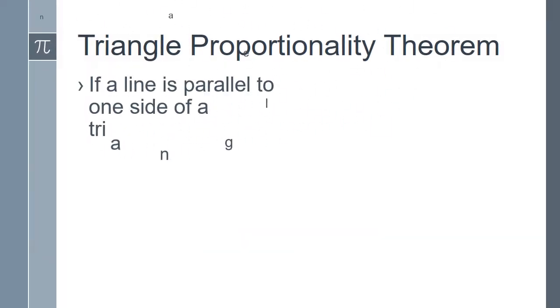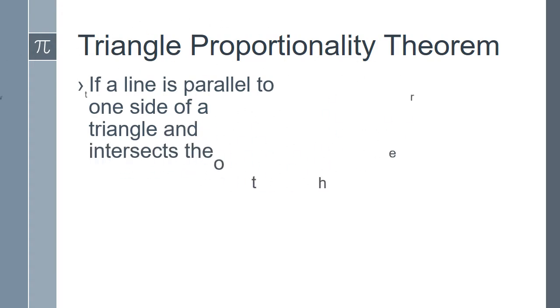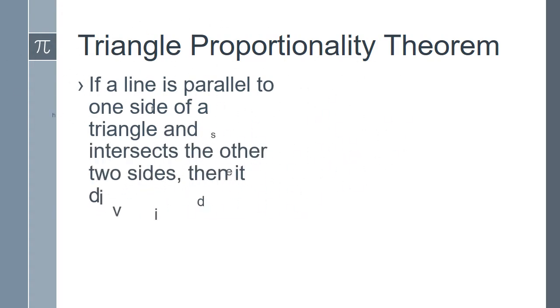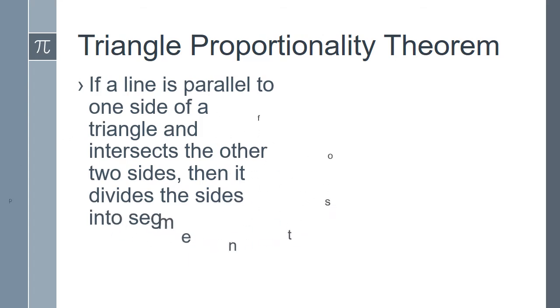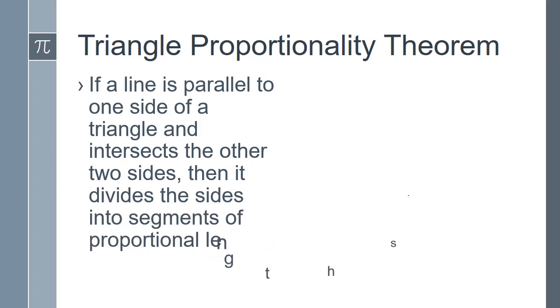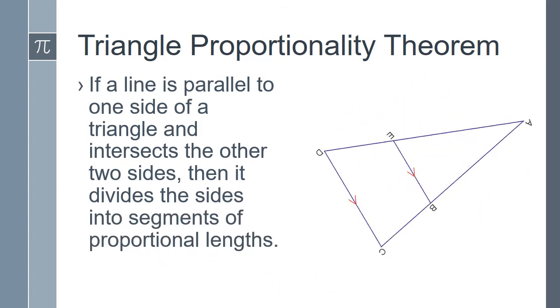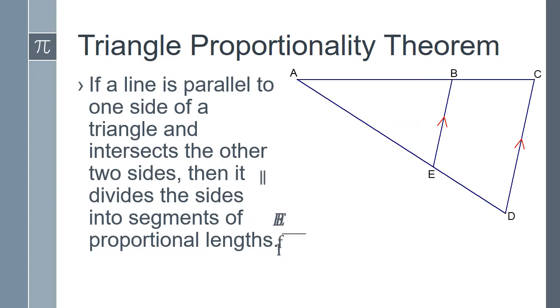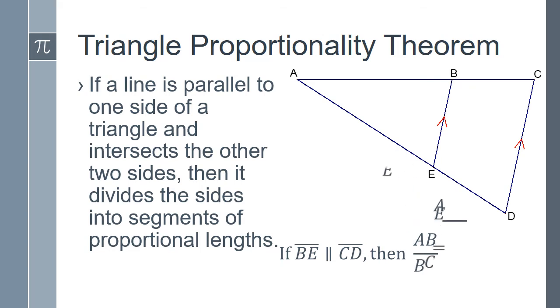So if a line is parallel to one side of a triangle and intersects the other two sides, then it divides the sides into segments of proportional lengths. So we have here triangle ACD, and there's segment BE, which cuts across, and it's parallel to side CD. So if segment BE is parallel to segment CD, then AB over BC equals AE over ED.